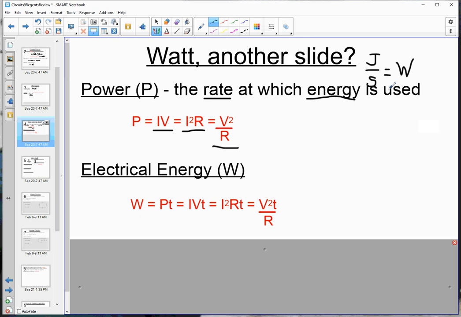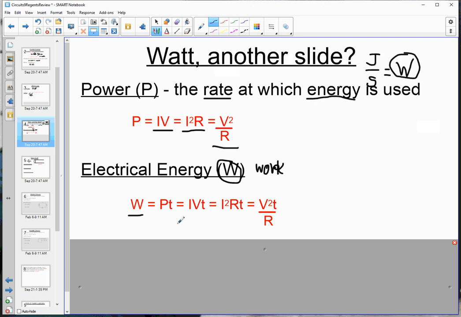Here's where we get into trouble with the W. W, when it's a unit of measure, is watts, and it goes with power. W, when it's used as a variable, meaning out here to the left, it's electrical energy or work. If you look on your reference table off to the right where it explains the symbols, it'll say electrical energy or work.